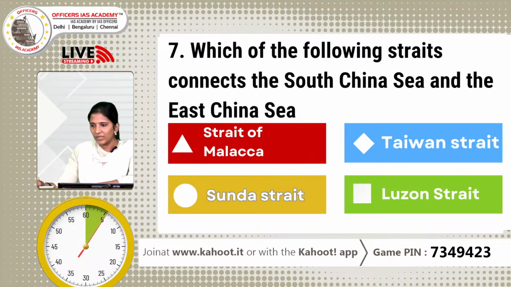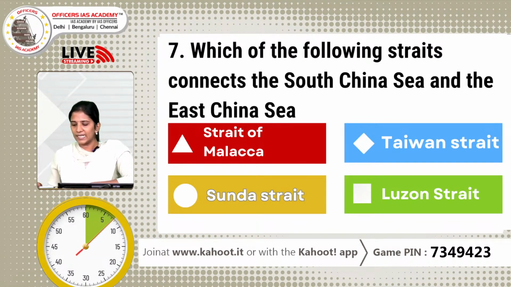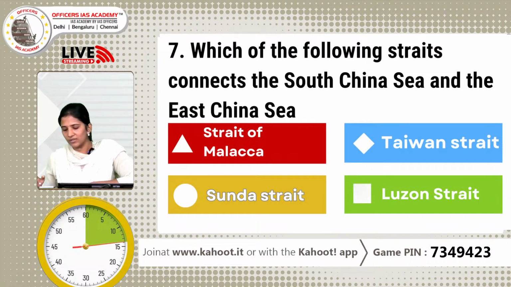Which of the following straits connect the South China Sea and the East China Sea? The options are Strait of Malacca, Taiwan Strait, Sunda Strait, Luzon Strait.